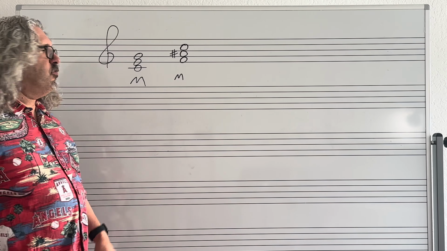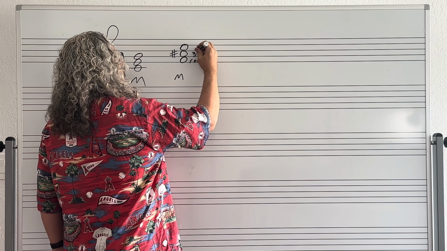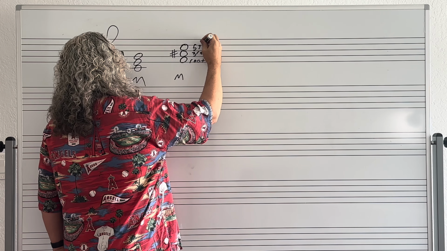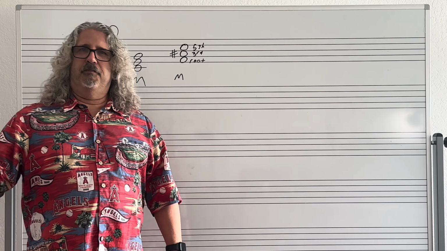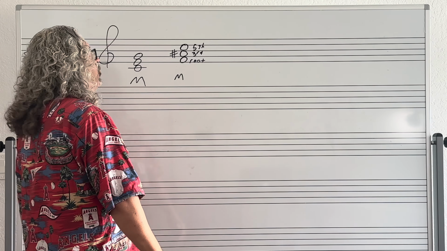Now we have special names for them. The note on the bottom, we call the root. And then of course we have a third and we have a fifth. Every triad is root, third, fifth. Root, third, fifth.